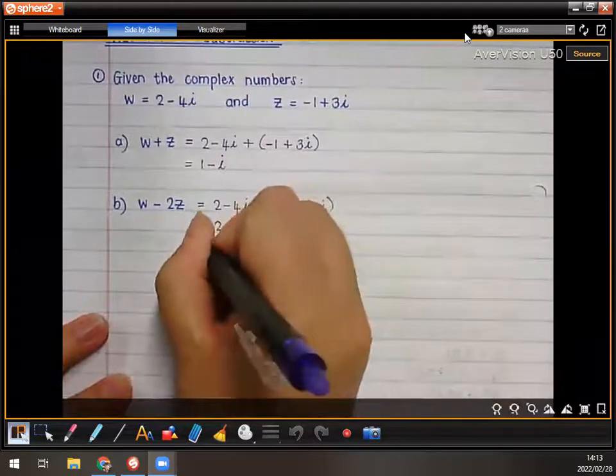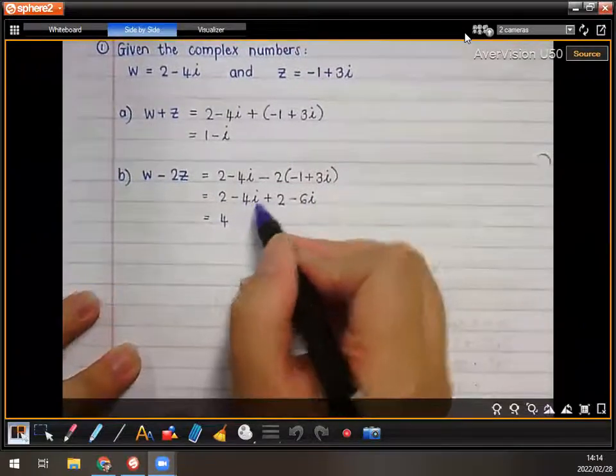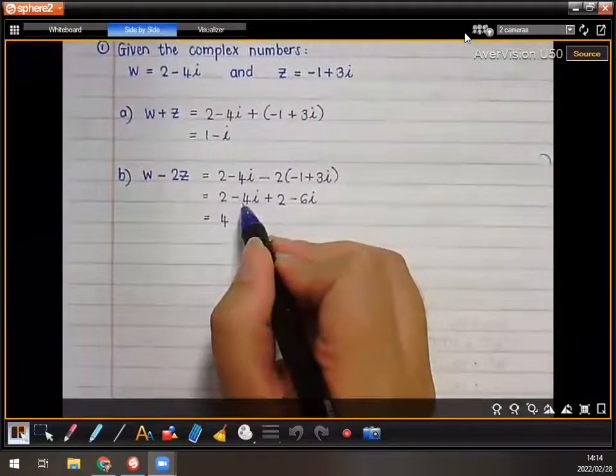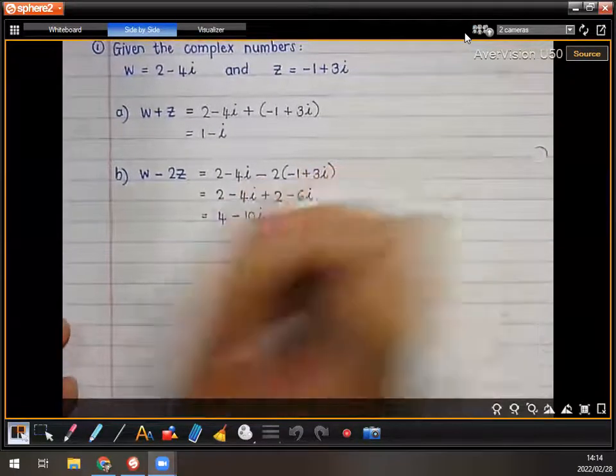So 2 plus 2 is 4. And negative 4i minus 6i is negative 10i. That's the answer.